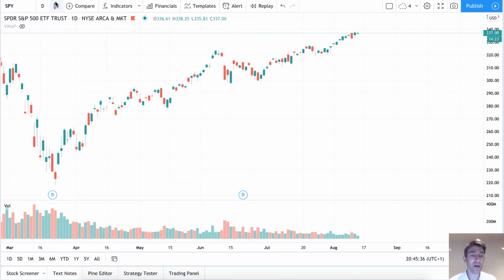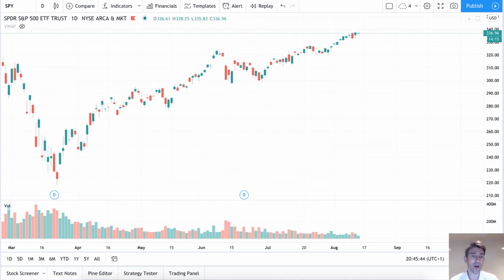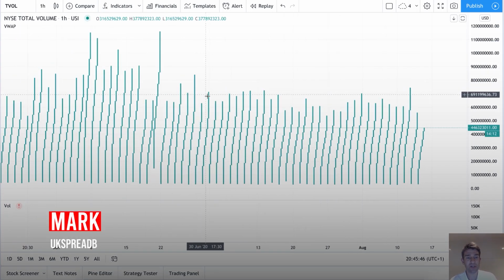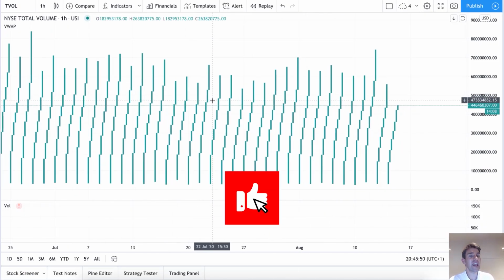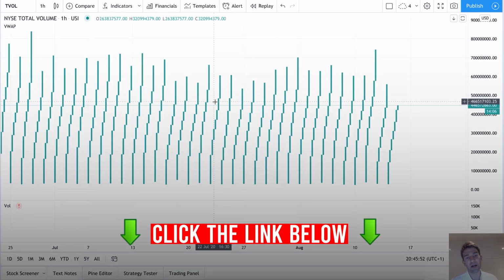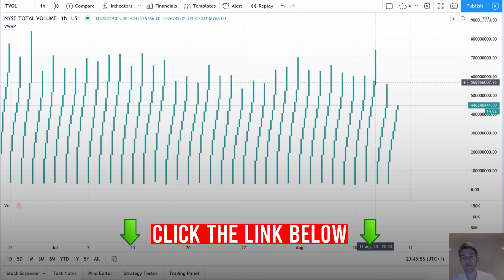So that's TVOL, guys. Maybe it'll help you out. Like I say, if you're in TradingView, it's TVOL, NYSE total volume, and play around with it. Have a little look, go back. You can change the settings on this, hourly, 15-minute, whatever. Maybe you can add a little bit of extra to your edge with swing trading, day trading, especially the US indices this applies to.